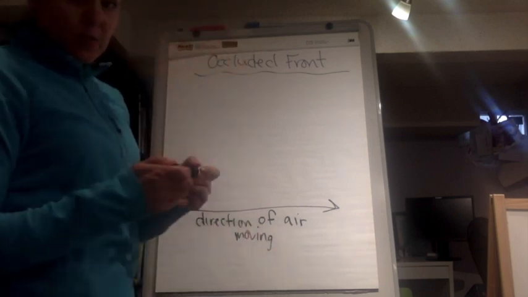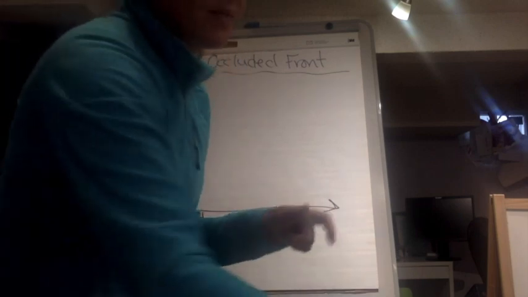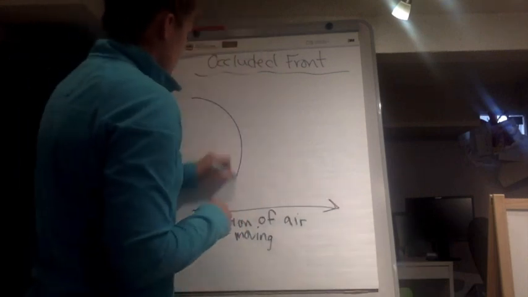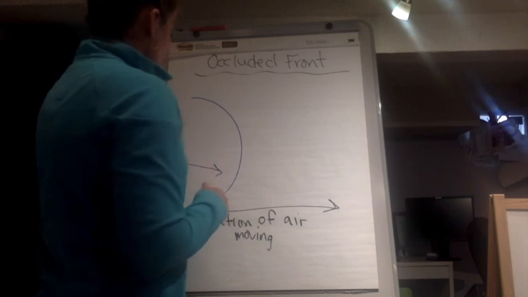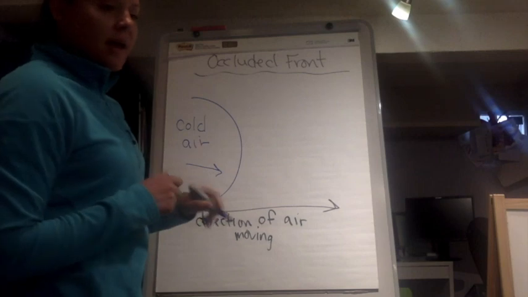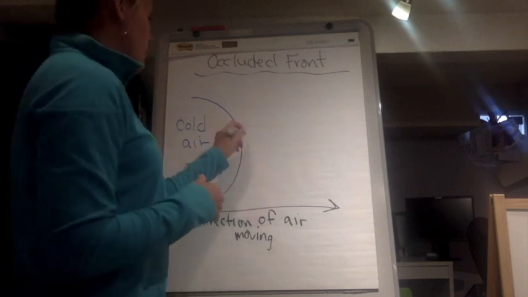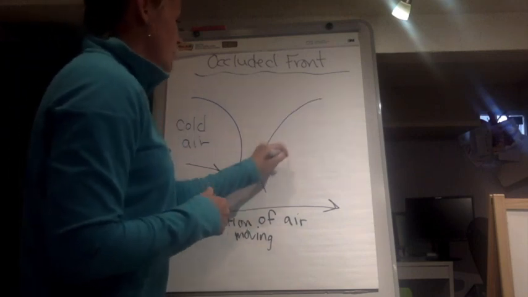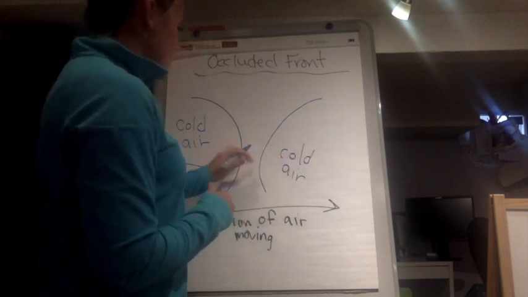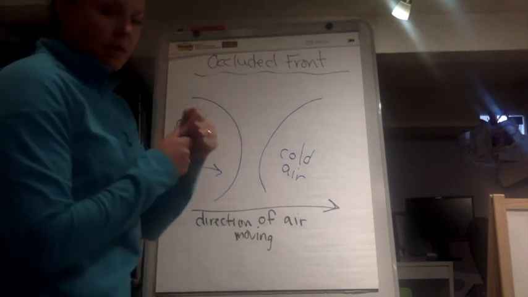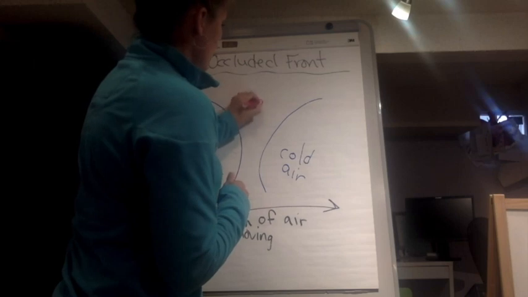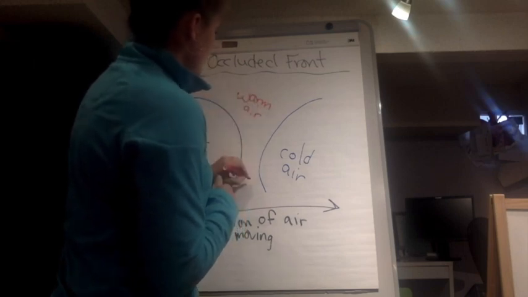Now the difference between an occluded front and a cold front is that there are two different kinds of cold air that's coming in. So I've got cold air coming this way. And then I've also got cold air over on this side, over here. And what's happening is there's a warm air that's right in the middle that's rising up. So it's caught in between.